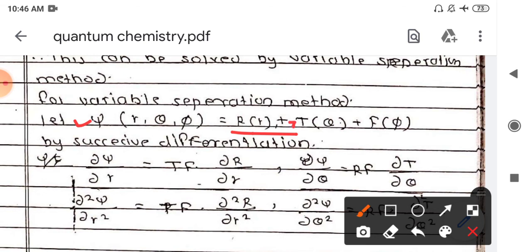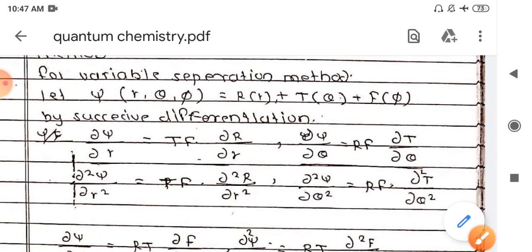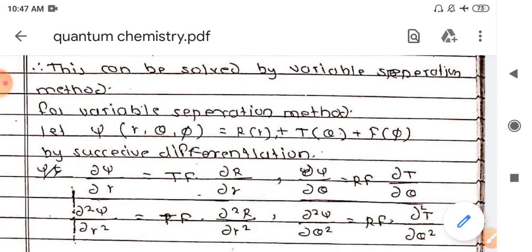Here it should be a product, not a plus. Here it is a mistake. It should be a product here, and also here. So the wave function psi of r, theta and phi equals R of r, that is our r equation, into T of theta into F of phi. How we can make that conversion through the variable separation method, we will see in the next lecture.